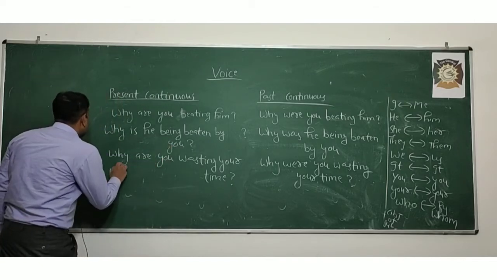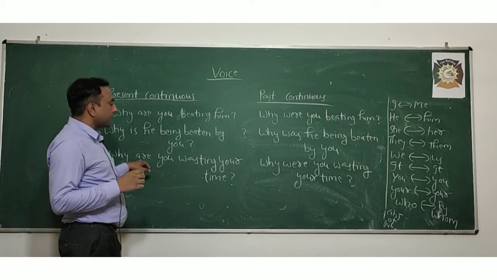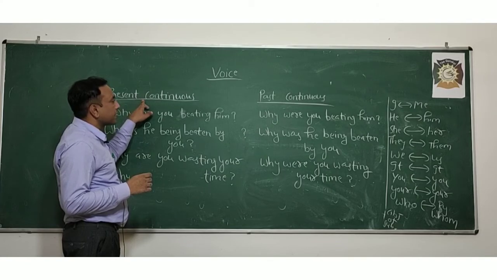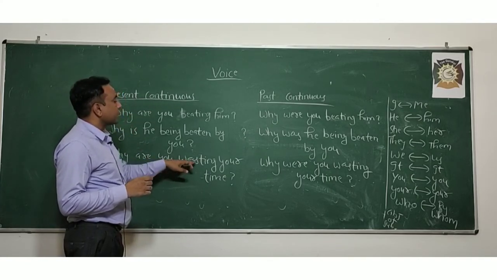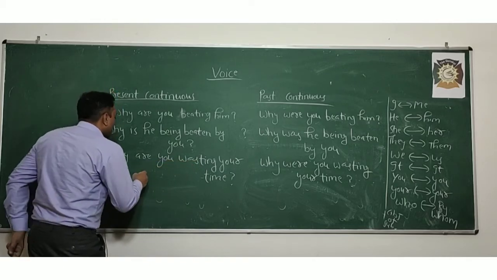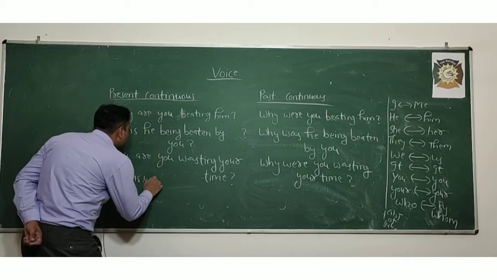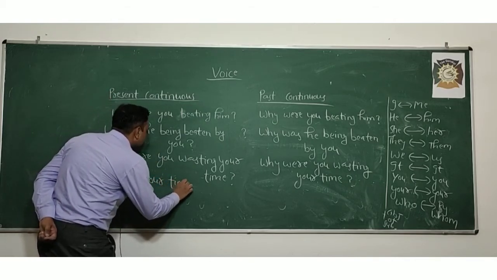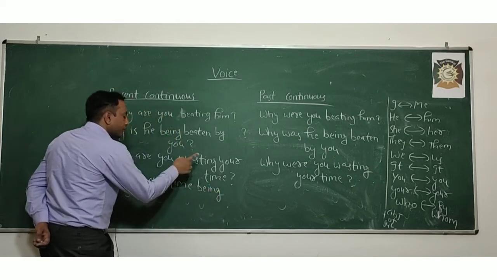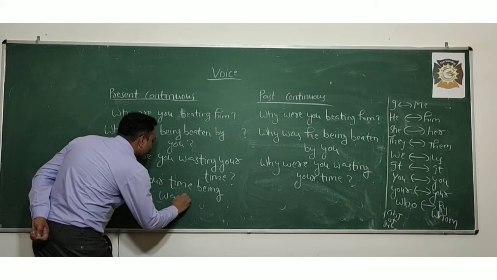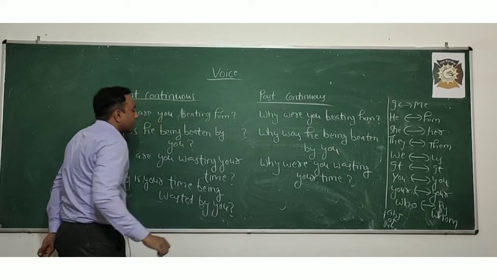So why remains as it is, as you all know, because the members of the WH family remain as they are. Are, the helping verb, indicates that this is in present continuous tense. So why is, because your time is singular, why is your time, after that we add being wasted. Why is your time being wasted by you? And after that, question mark.